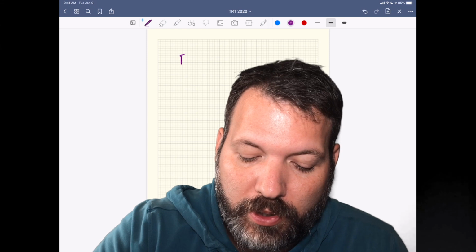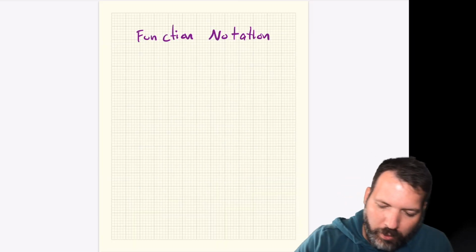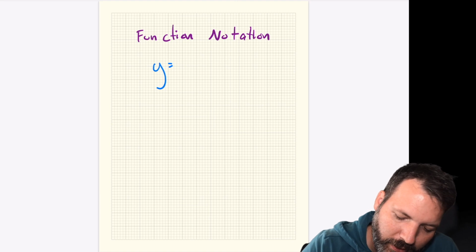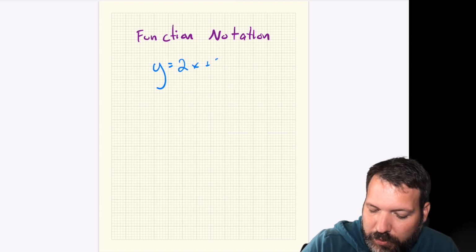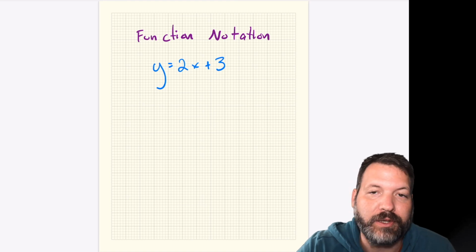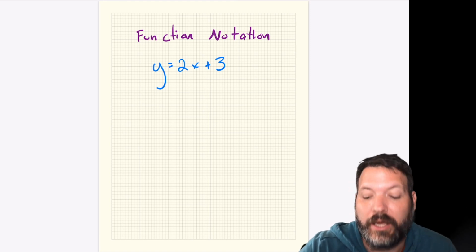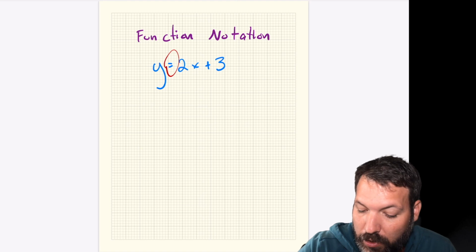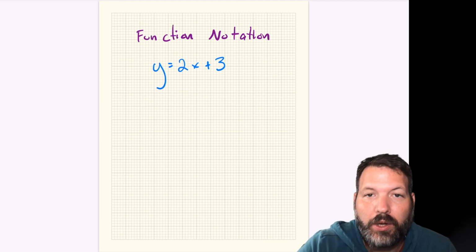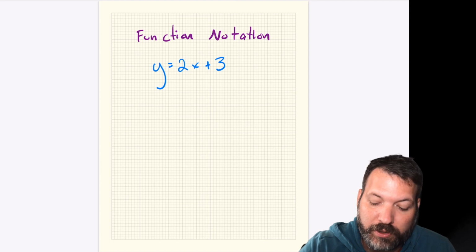Let's talk about what we call function notation. What is function notation? Let's say that we had something like y equals 2x plus 3. You may know this is a linear equation. If you don't know it's a linear equation, you can probably tell it's an equation because it has an equal sign, right? So y equals 2x plus 3. What do we normally do with something like y equals 2x plus 3?